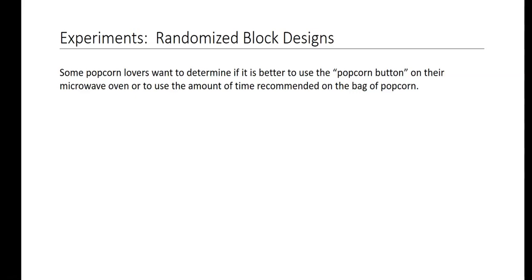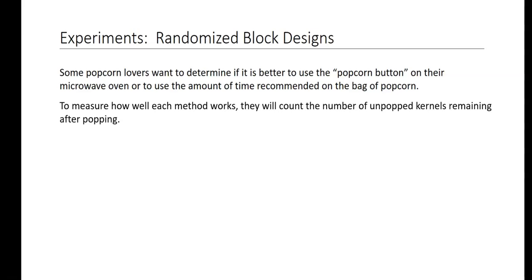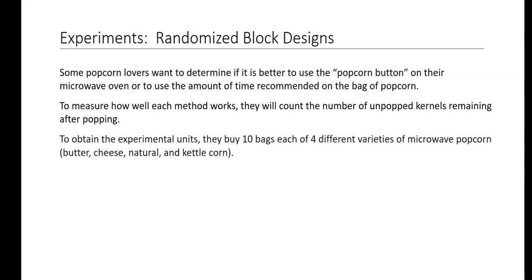So here's an example. Some popcorn lovers want to determine if it's better to use the popcorn button. So there's actually a button in your microwave that says popcorn on it, or to use the recommended time that the popcorn bag says. To measure how well each method will work, they will count the number of unpopped kernels remaining after popping. That makes sense. To obtain the experimental units, they buy 10 bags each of 4 different varieties of microwave popcorn: butter, cheese, natural, and kettle corn.